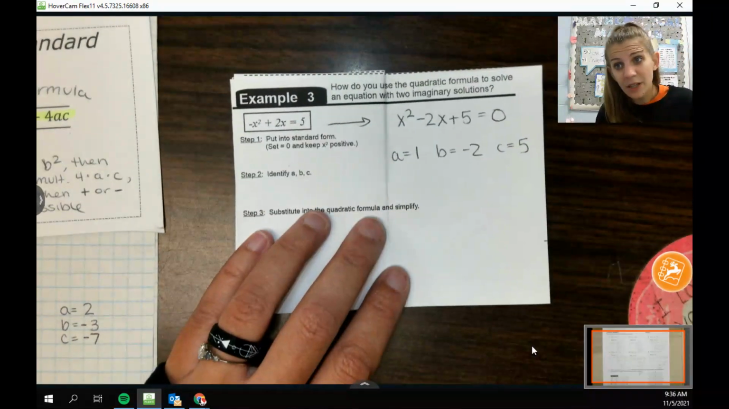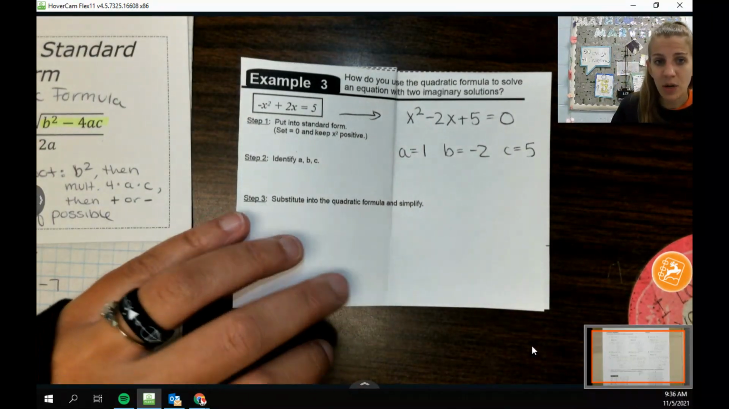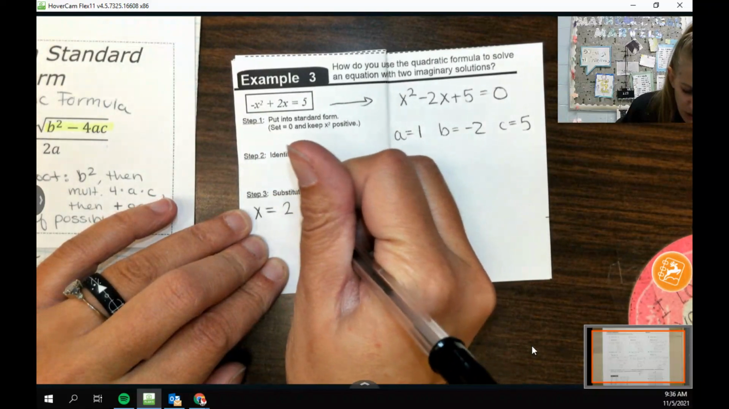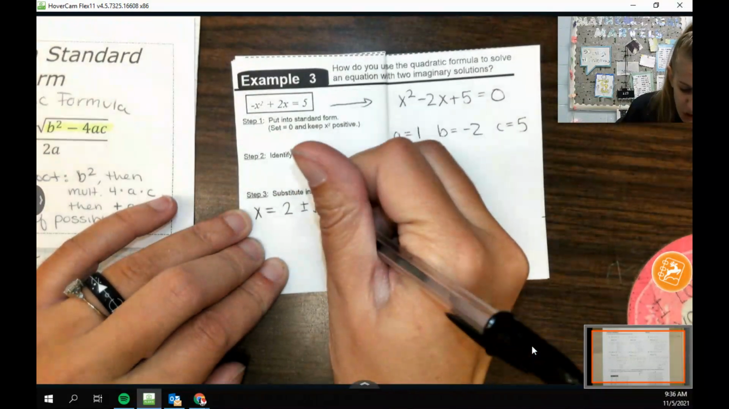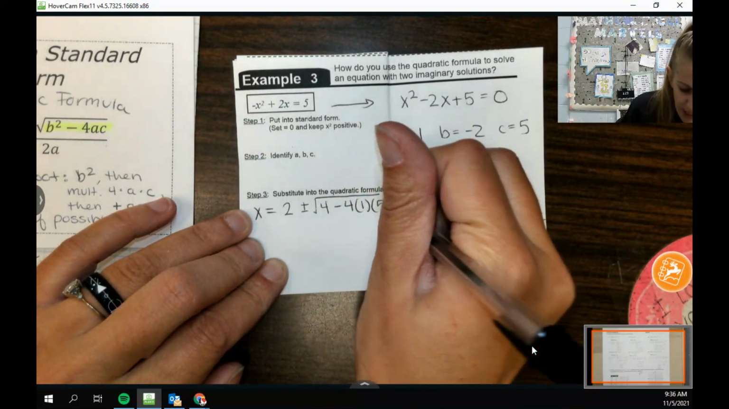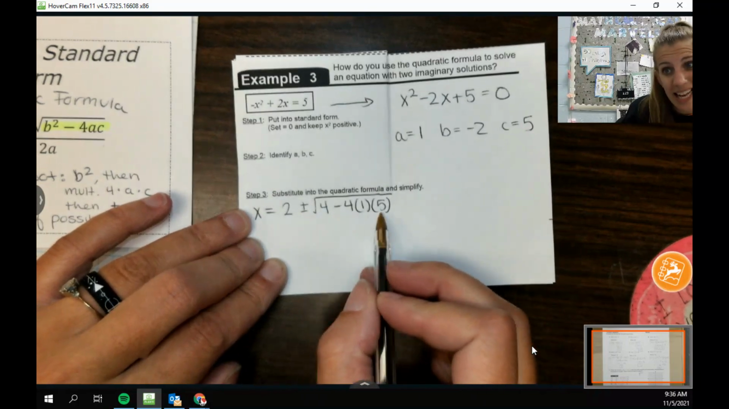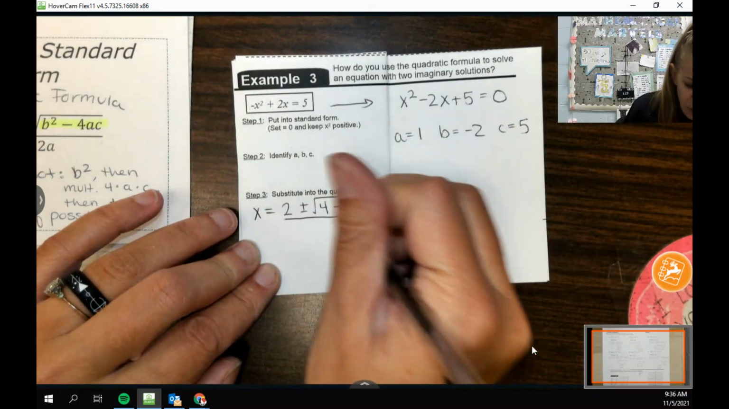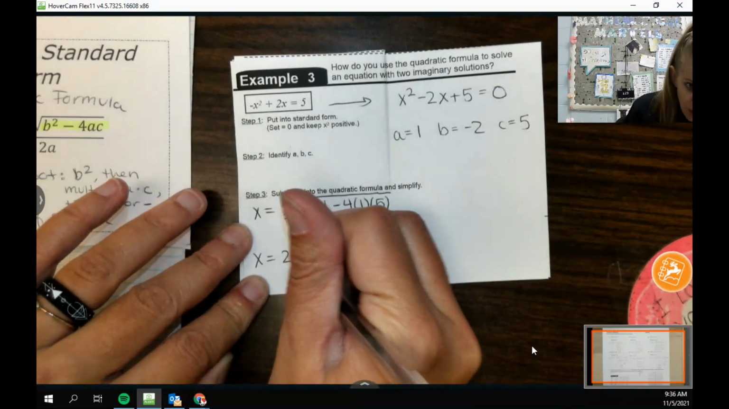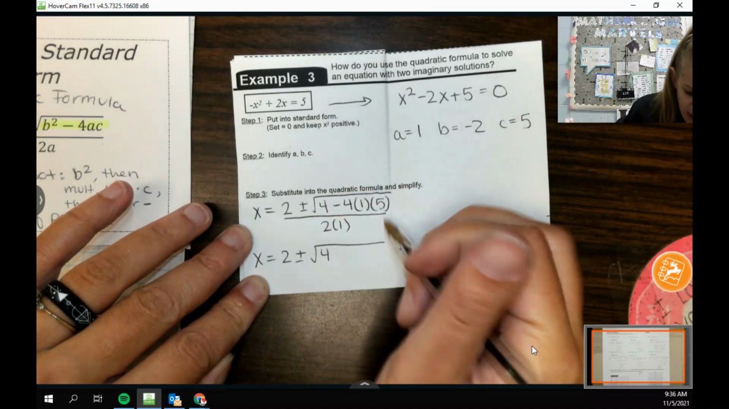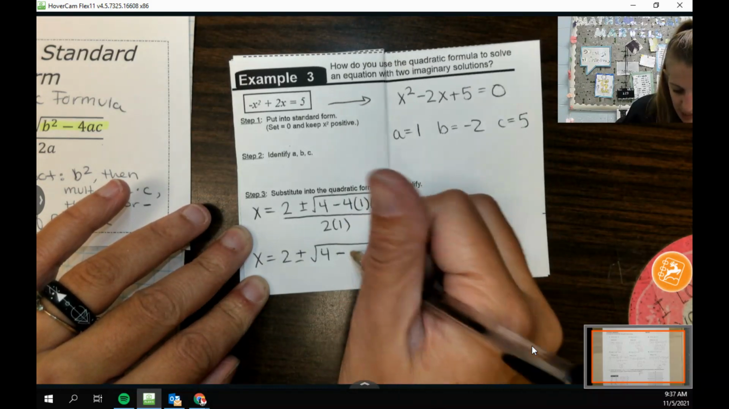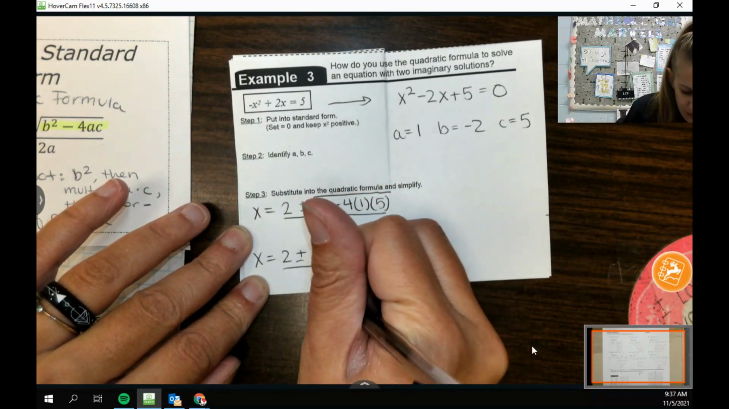And again, I'd probably try to factor first, but if I can't figure it out, I'm going to jump to my quadratic formula. So x equals negative b, so positive 2, plus or minus the square root of b squared, which is going to be 4, minus 4 times a, which is 1, times c, which is 5. It's super tempting for people to want to subtract first, but I got to multiply first. Multiplication comes before subtraction, all over 2 times a. So x equals 2 plus or minus the square root of 4. I can tell that this is going to stay subtraction. And when I multiply up, we get a 20 all over 2.